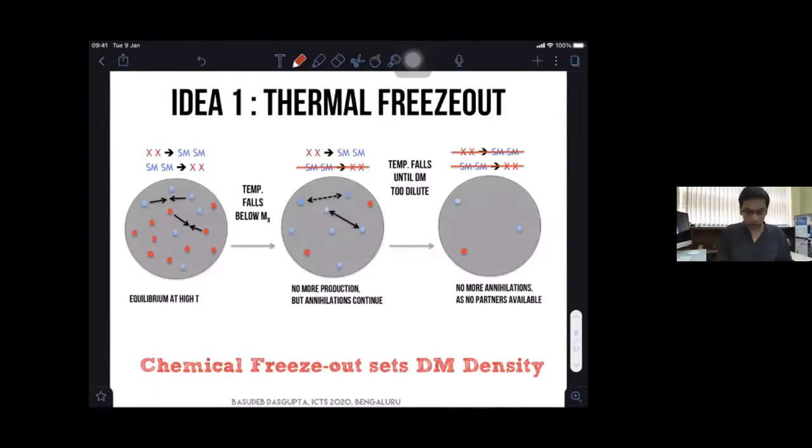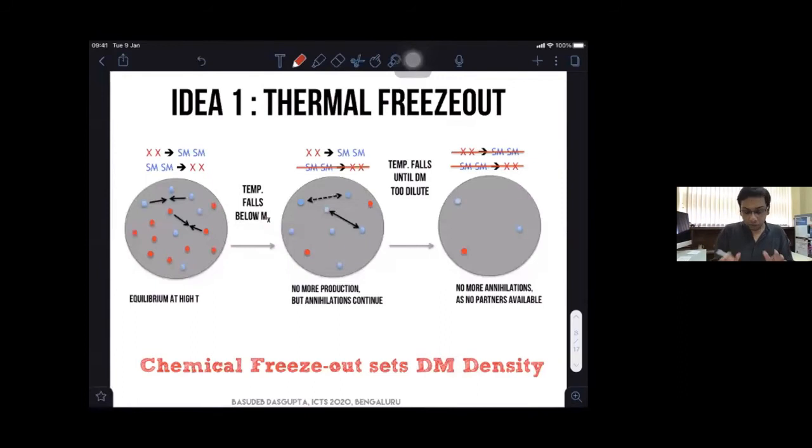As the temperature drops below the mass of the dark matter particle, the standard model annihilations will not give the dark matter particle in the final state, because that is Boltzmann suppressed, whereas dark matter annihilations can continue. As a result, relatively speaking, the dark matter abundance is going to drop. Now, if this continued forever, we would just get rid of all dark matter.